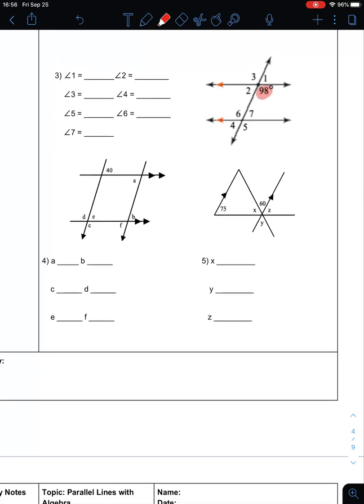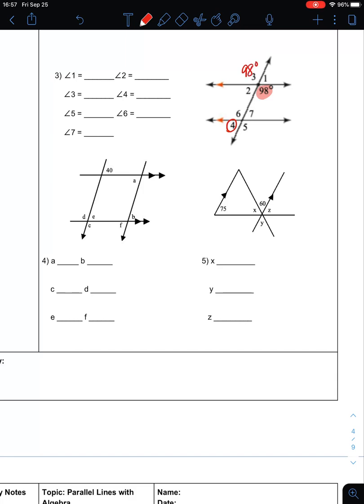So if we look at angle 3, we're going to start here with this 98 degrees. We always want to start with what we know. Now, there are so many different ways that you can start. The only one that you cannot start with is angle 4. That's the only one that you can't do from the beginning. Every other angle you can do from the beginning. So you have some choices.